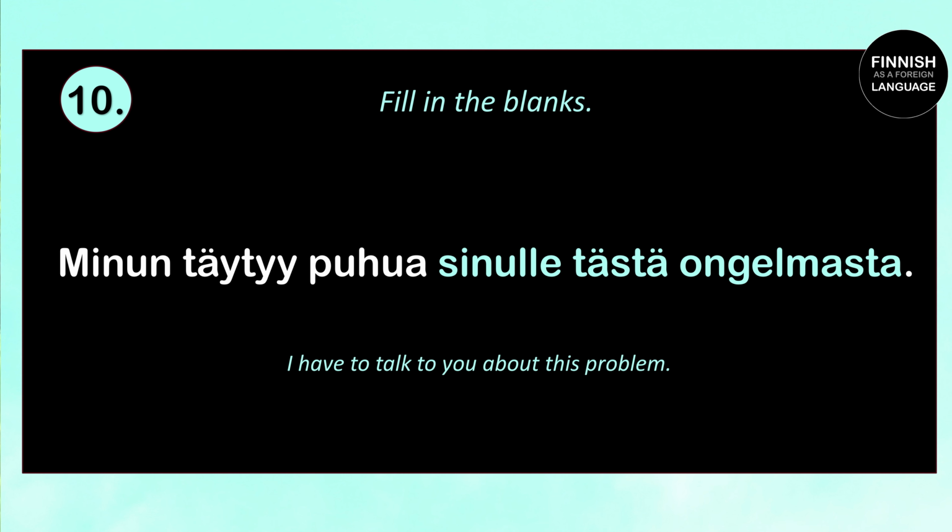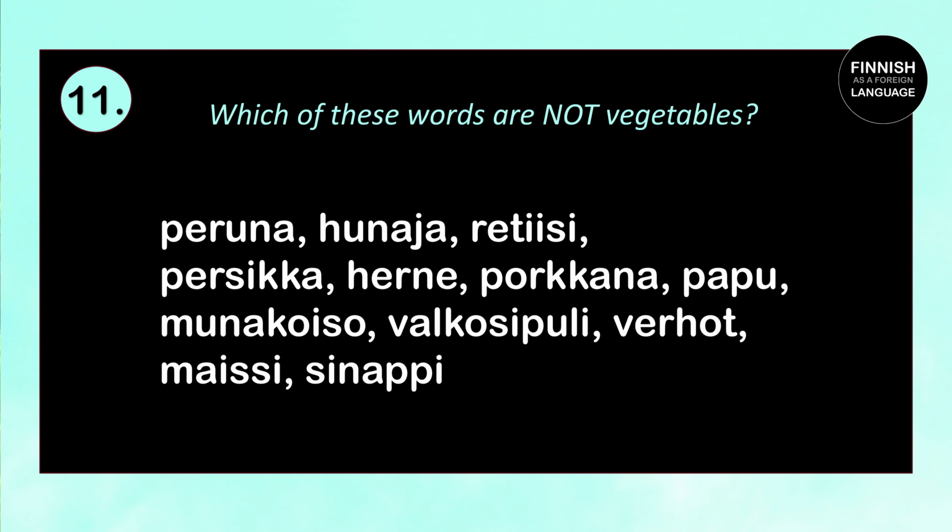Alright, next one. Vocabulary check. Which of these words are not vegetables? That's right. It's hunaja, persikka, verhot, and sinappi. These words do not belong to vegetables.